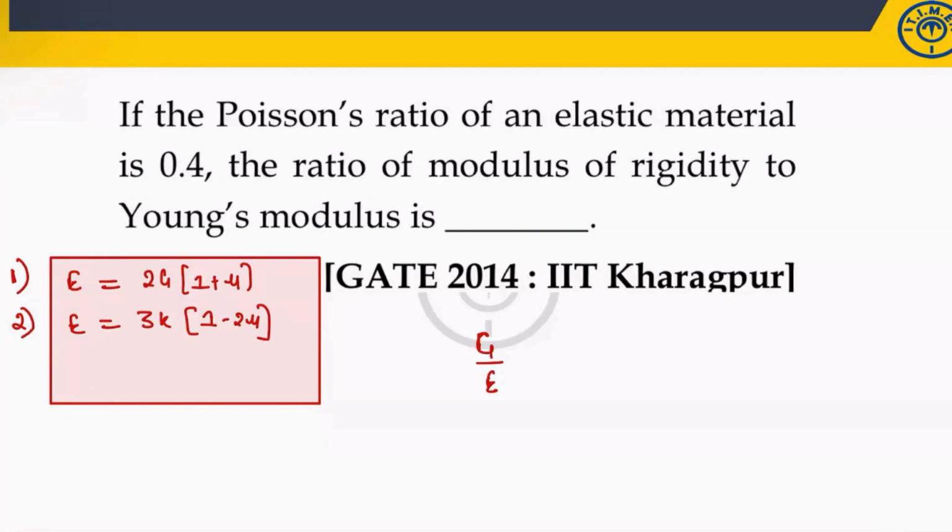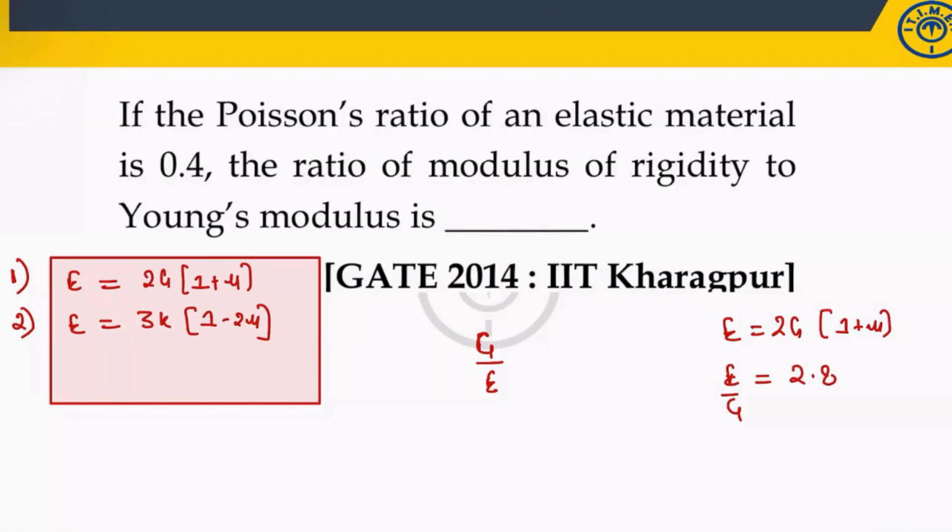So most of the time the student will make the mistake. E is equal to 2G(1 plus mu). They know this particular relation. So the mu value is 0.4, which gives 1.4 into 2, which is 2.8, and they will write the E by G ratio is 2.8, and they will write down the final answer 2.8. You will get 0 marks.